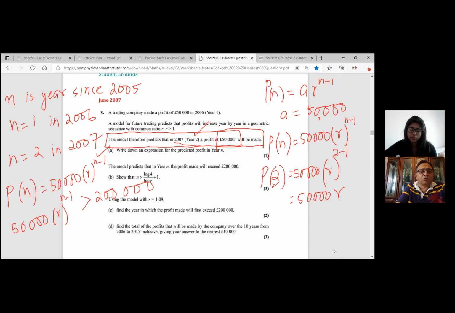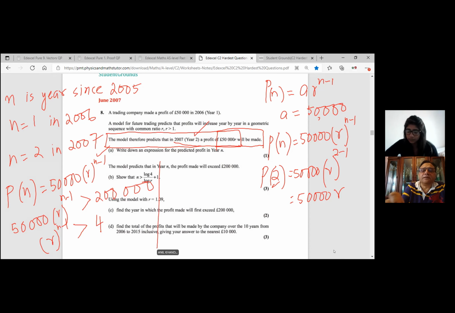So, Amy, can you please solve this? We'll divide both sides by 50,000. So we have R to the power of N minus 1 greater than 200,000 divided by 50,000, which is 4. And then take logs on both sides. Let me change the ink since it will be very messy by the time we end.